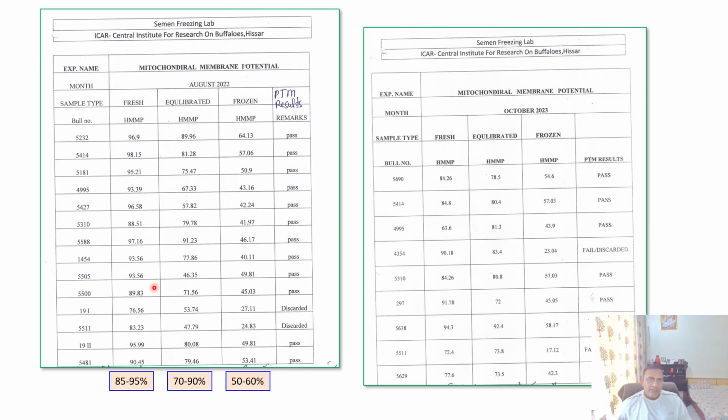So we regularly measure the mitochondrial membrane potential in the phase. It should range from 85 to 95 in the equilibrated condition. It ranges from 70 to 90 in the thawed condition, and in the frozen it is 50 to 60%. For the ejaculate to qualify for the incubation test, the PTM test.